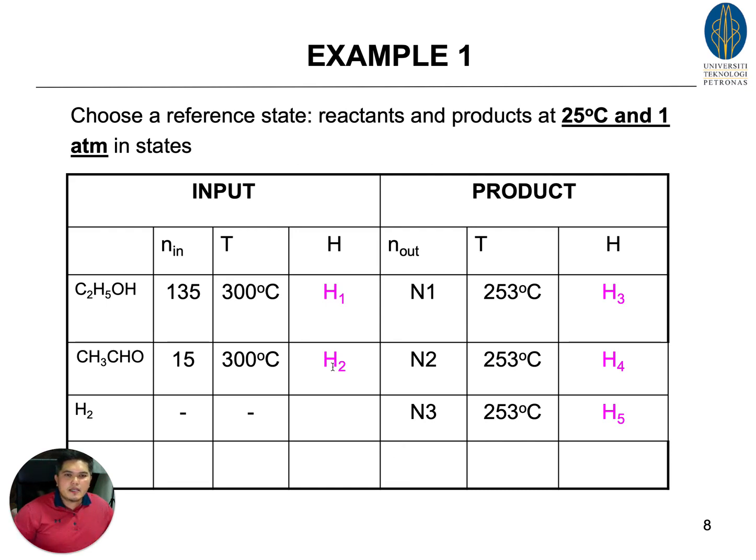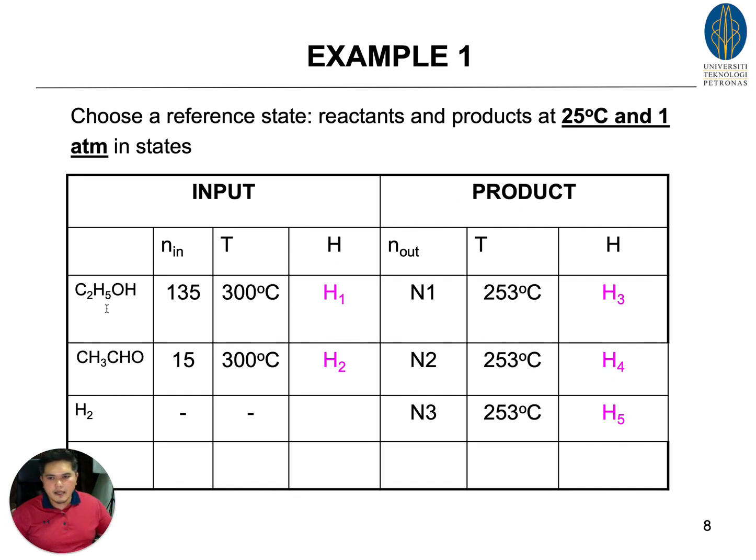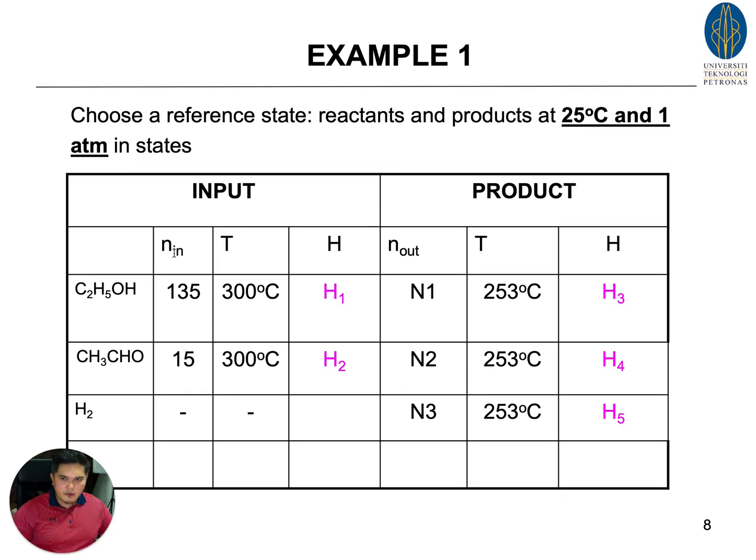The next thing that we have to do is create what we call an inlet-outlet enthalpy table. We have ethanol and acetaldehyde coming in. We know the number of moles here because it was given, and then we need to know H1 and H2 at 300 degrees Celsius for both. And we know that the outlet product is at 253 degrees Celsius. We don't know the outlet amounts for each of these, for example how much ethanol, how much acetaldehyde, and how much hydrogen. And we also need to calculate the enthalpies H3, H4, and H5 at 253 degrees Celsius.